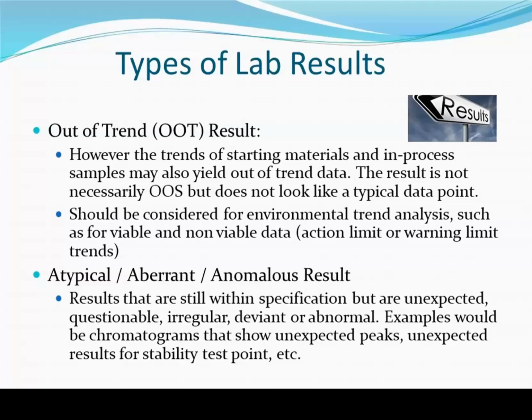And there is another type of result. You can call it an atypical, aberrant, anomalous result. But it's a result that's still within specification, but it looks funny. It's unexpected, it's irregular. One example would be a chromatogram that showed an unexpected peak or perhaps an unexpected result for a stability test point.